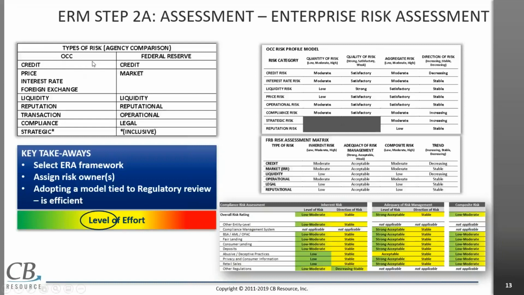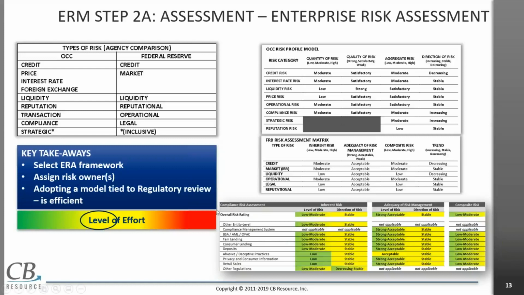Credit risk, interest rate risk, price risk, liquidity risk, reputation risk, operations risk, compliance risk, strategic risk, and that would be their framework. If you're a Fed member bank, FRB's got like 5 categories, right? Credit, market risk, liquidity risk, operational risk, legal, and reputation, or adopt a hybrid. But the first step before you start launching your enterprise risk management system, like developing a database, create your hierarchy, right? What's that look like? And then you can dive deeper down.